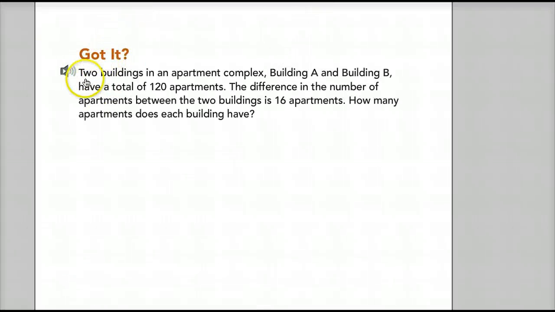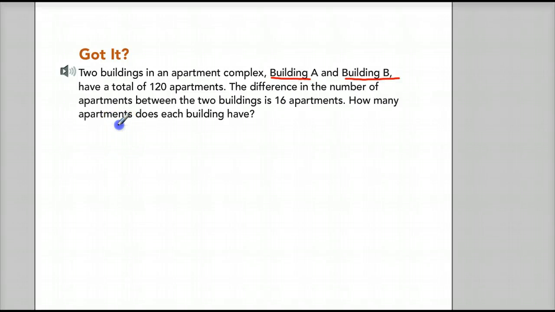Okay, so now for our got it. Two buildings in an apartment complex, building A and building B, have a total of 120 apartments. The difference in the number of apartments between the two buildings is 16 apartments. How many apartments does each building have?